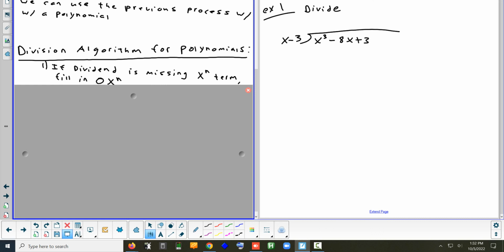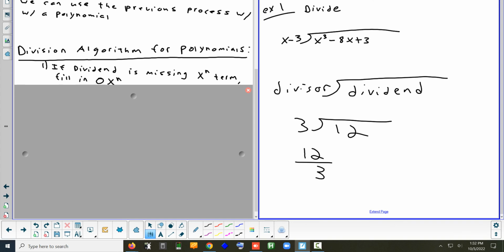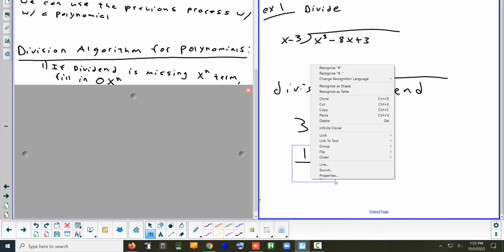All right, so first of all, just to be clear about a couple different terms. When you're dividing, this is called your dividend. That's the thing on the inside. The divisor is what's on the outside. Other words you can use are like numerator and denominator. So like if you had 3 divided into 12, what that really means is 12 divided by 3. 12 is called your dividend. 3 is your divisor. It's what you're dividing by. You can also call it denominator.